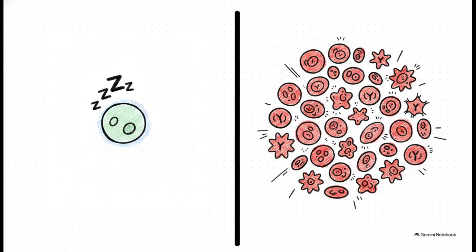Comparing these two states really puts the sheer scale of this into perspective. On one hand, you have your naive lymphocytes. Like we said, they're extremely rare, totally unactivated, and just kind of circulating around in tiny numbers. Basically, they're just potential energy. But on the other hand, after days of clonal expansion, you have the effector cell army.